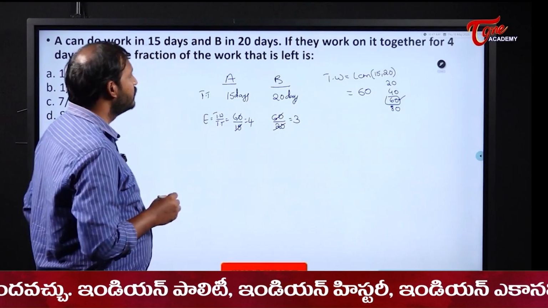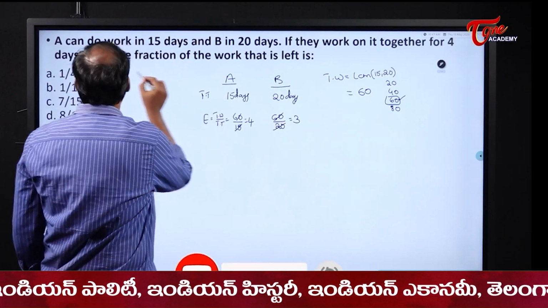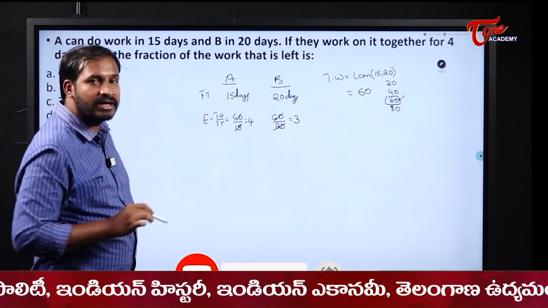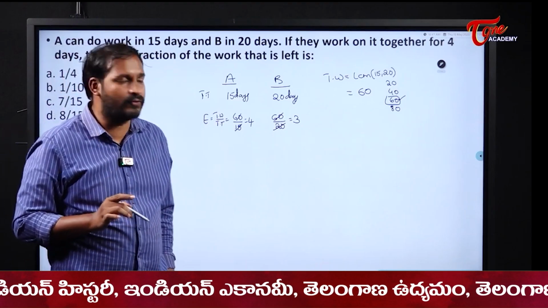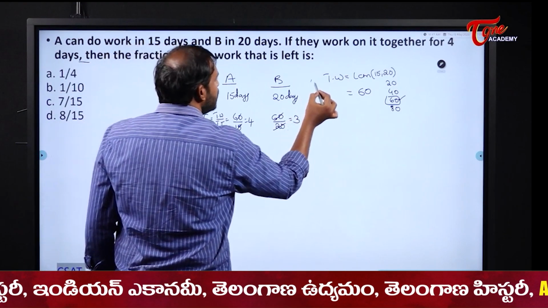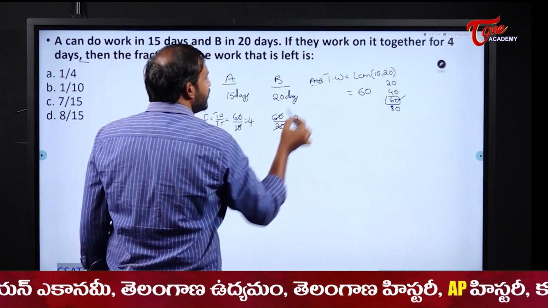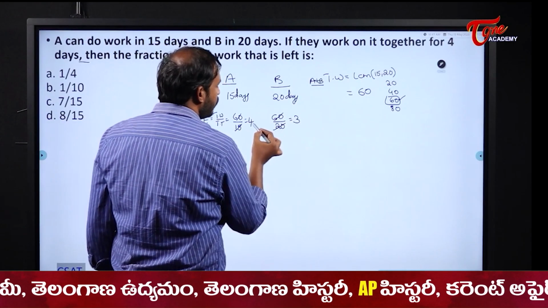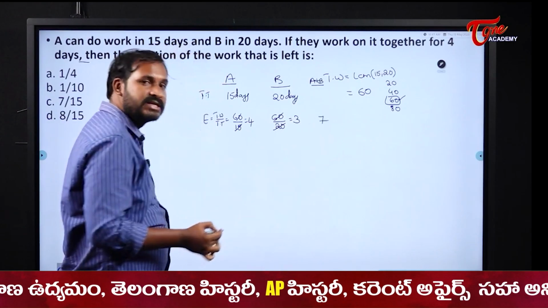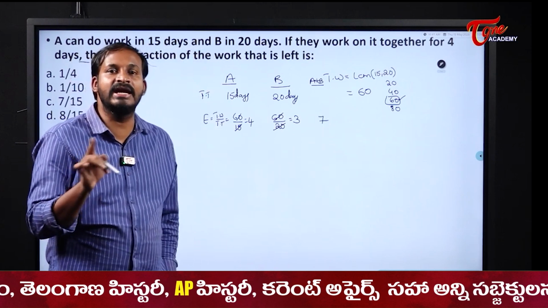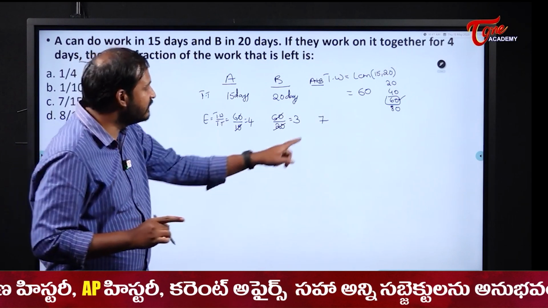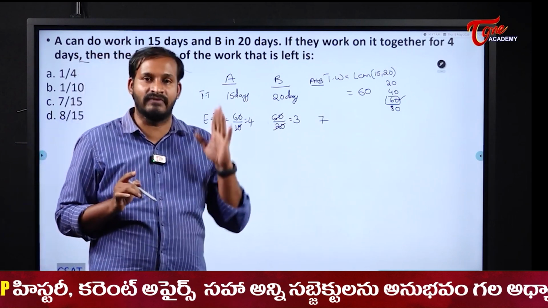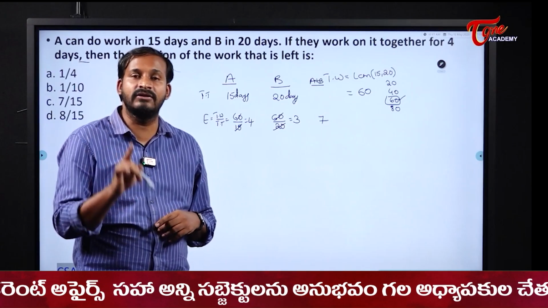Now what they are telling, if they work on it together for 4 days. Now they are working on it together for how many days? 4 days. So before that, first of all, what is their combined efficiency? A and B together efficiency is how much? 4 plus 3, it is 7. That means in one day, A and B together can do 7 work.